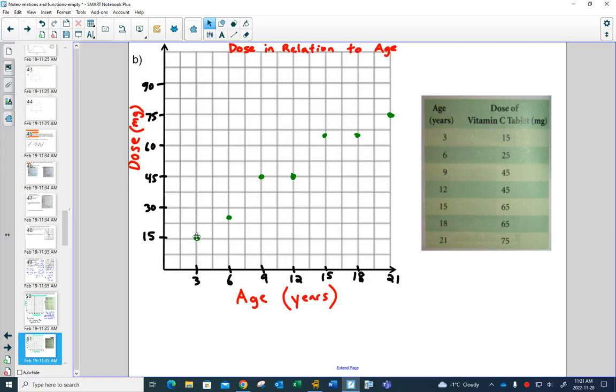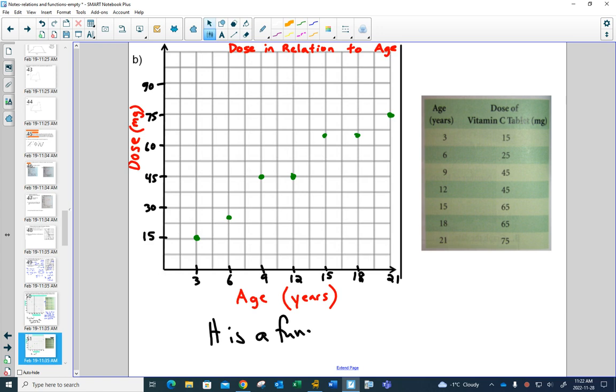Now, is this one a function? Yes. Okay? It's okay that you have two y values the same. If you think about the vertical line test, if I take this vertical line and go across, do I ever hit more than one dot? No. So it is a function because of the vertical line test.